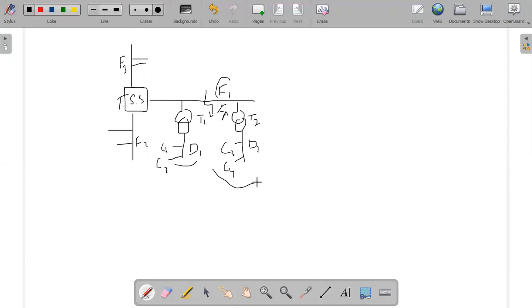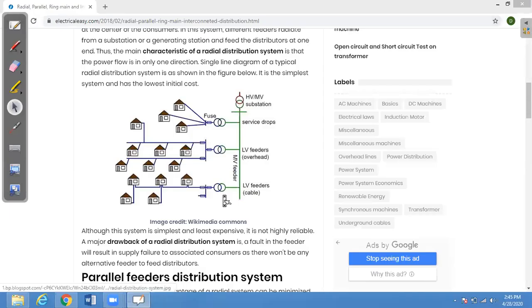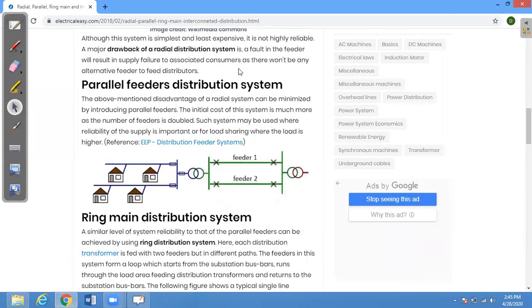So this is basically a radial distribution system, and this is the disadvantage of the radial distribution system, that if we have a fault on a feeder, on a supply, then there will be a complete blackout at the load. Now to counter this drawback of the radial distribution system, since there is only a single feeder and we are taking the connection from that single feeder, if that single feeder fails, all of the load will fail. So to tackle this problem, we have another type of distribution system that is known as the parallel feeder distribution system. Now let me explain this parallel feeder distribution system.